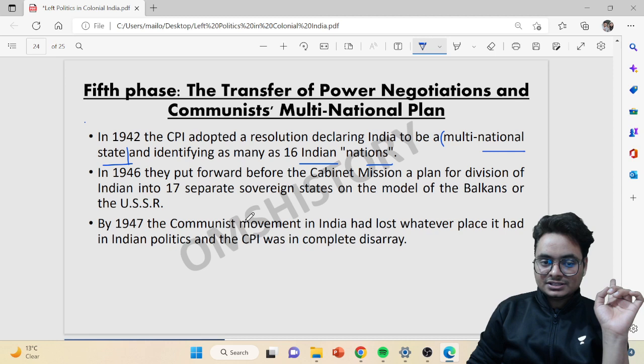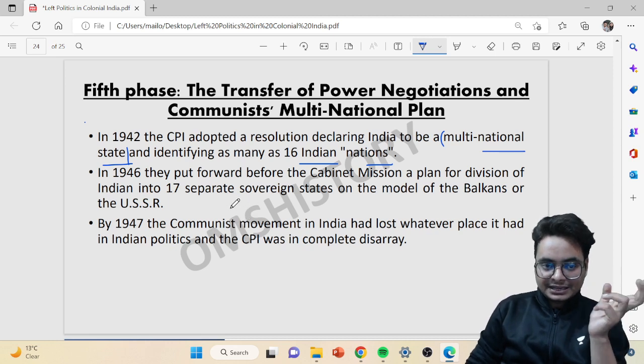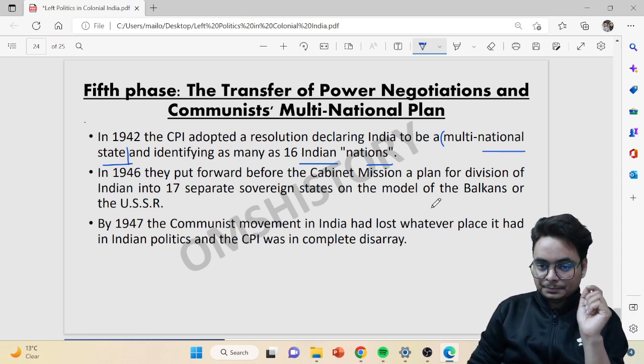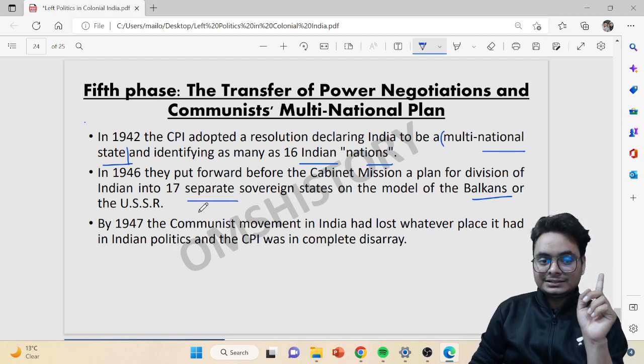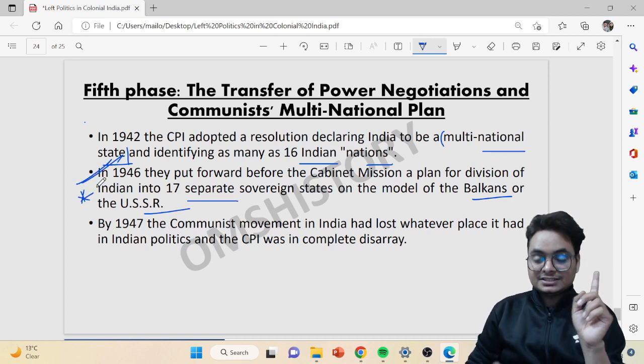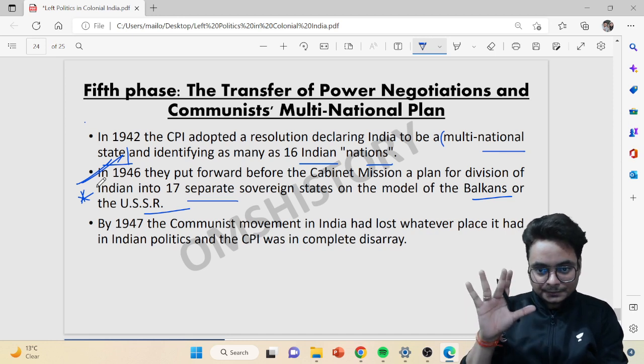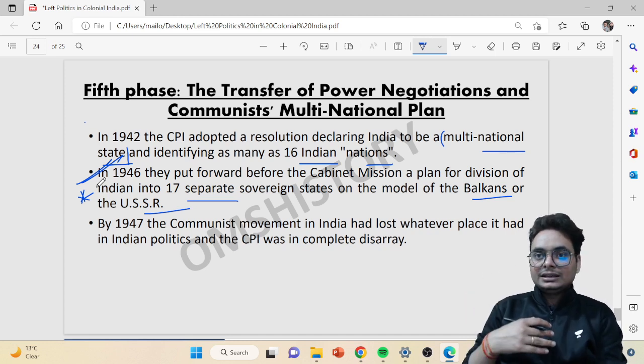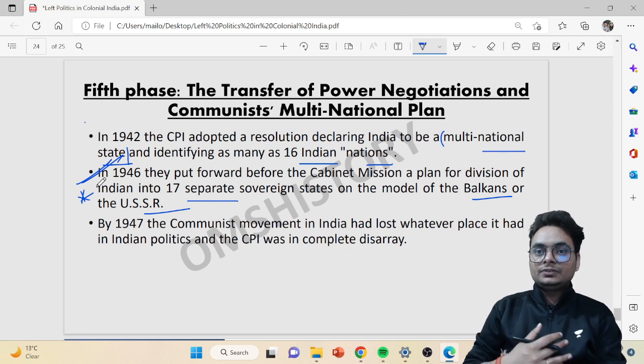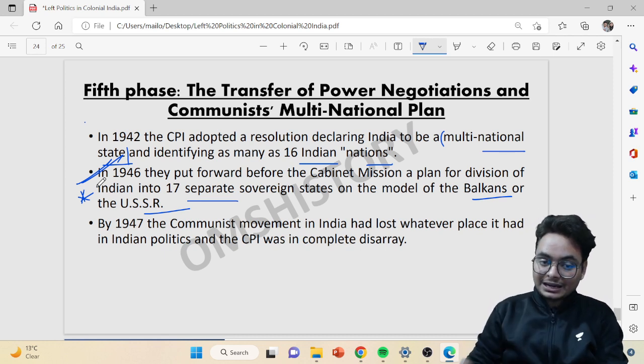Then in 1946, the CPI put forward before the Cabinet Mission a plan for division of India into 17 separate sovereign states on the model of the Balkans or the USSR. Okay, it was a very interesting prospect which was given by the Communist Party of India, which you should keep in mind, because it was absurd and also a very extreme idea which was provided by the Communist Party of India at this very point of time.